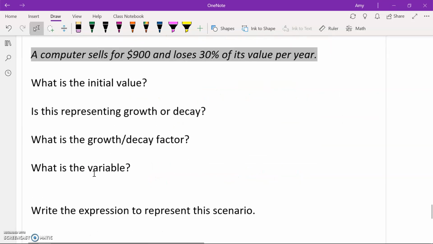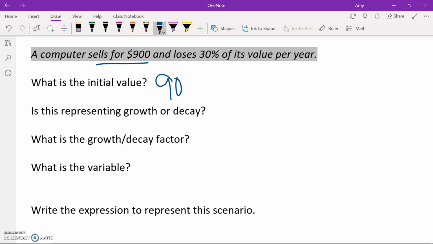Last one. A computer sells for $900 and loses 30% of its value per year. So what is the initial value? Where do you think we started? We started at $900. Now, is this growth or decay? This is going to be decay because we are losing.